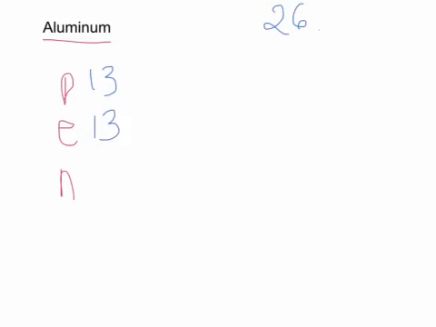The last example before I let you work on your own, I'm going to draw aluminum with you. First step, I want to see how many protons, electrons, and neutrons, and I get this from the periodic table. Aluminum's atomic number is 13, so I have 13 protons and 13 electrons. Atomic mass is 26.9, so it's going to round to 27 minus 13 is going to give me 14 neutrons.